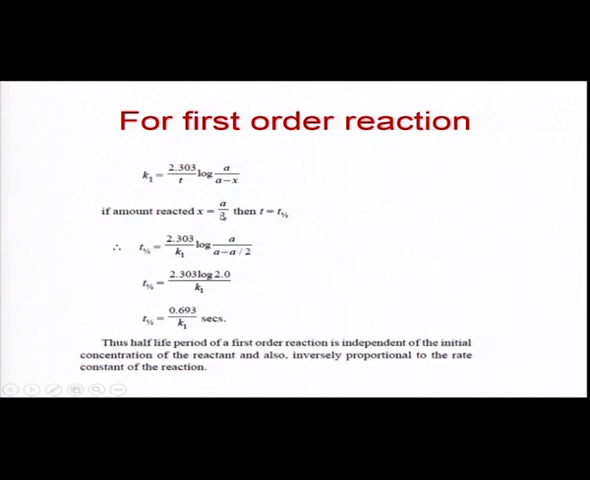So, using this in the first order equation, it will take this form, and if you rearrange this, it will go to this form, and putting in the value of log 2, finally this equation will be reduced to t half is equal to 0.693 divided by k1, the rate constant in per second. This is the half time required for any reaction that follows first order. You can see here that t half is independent of initial concentration, and it is inversely proportional to the rate constant of the reaction.